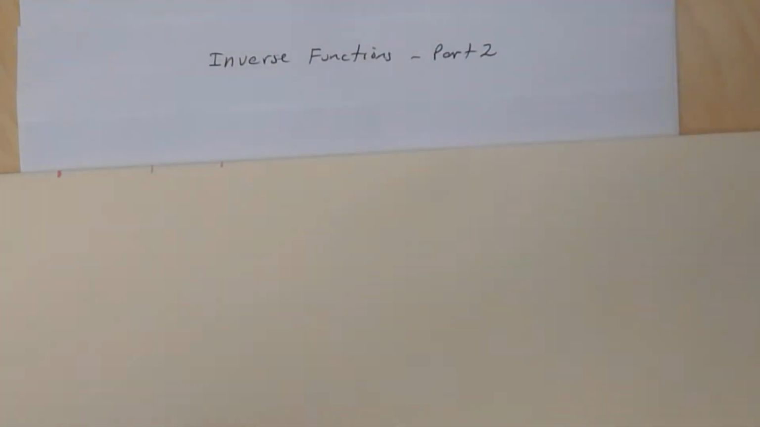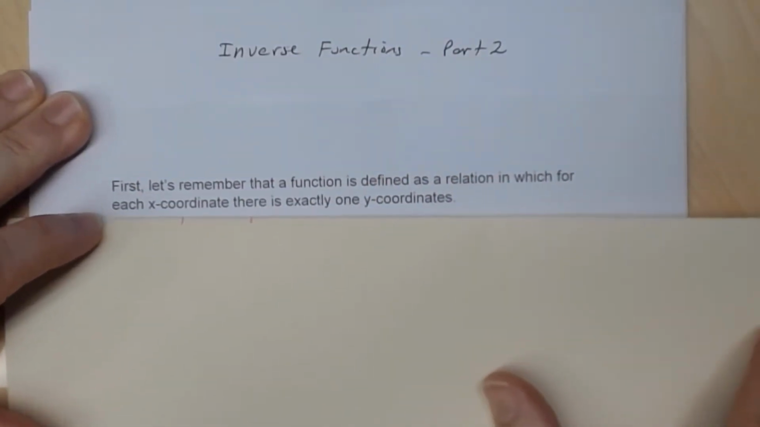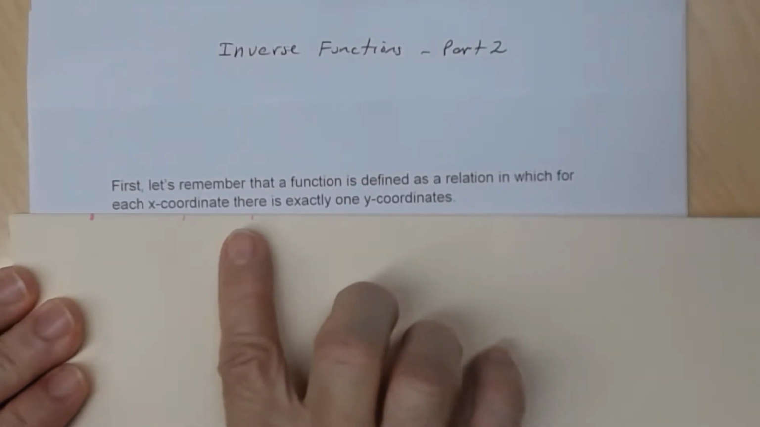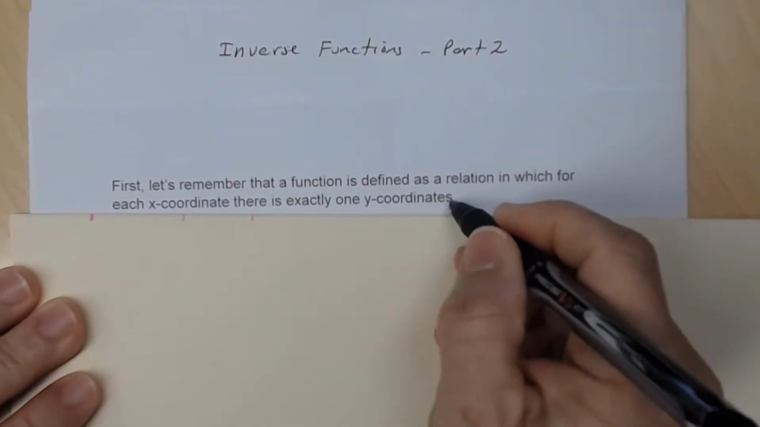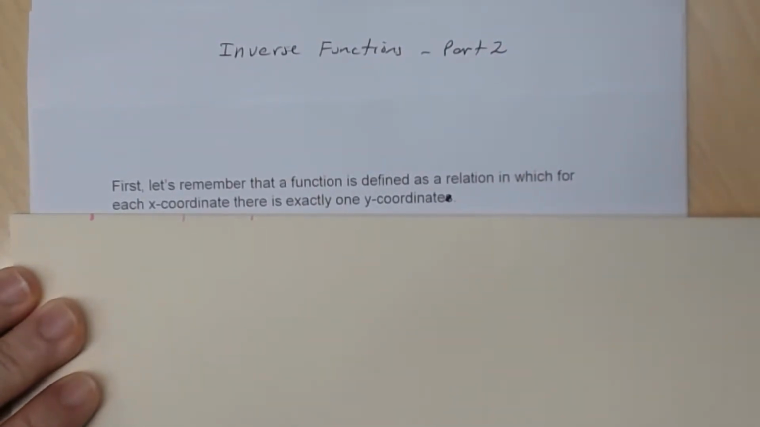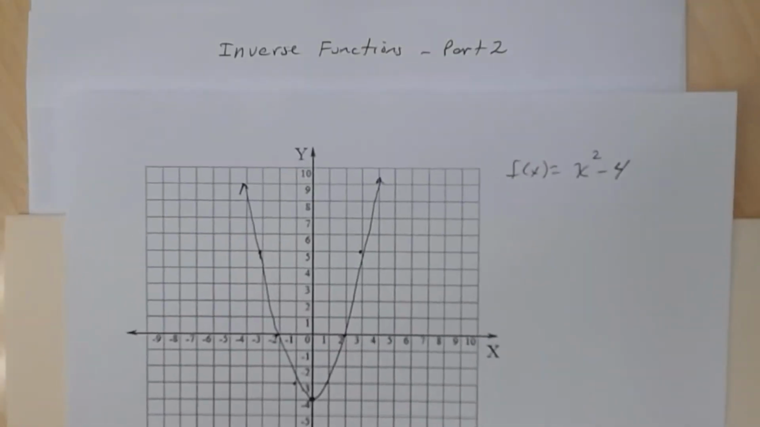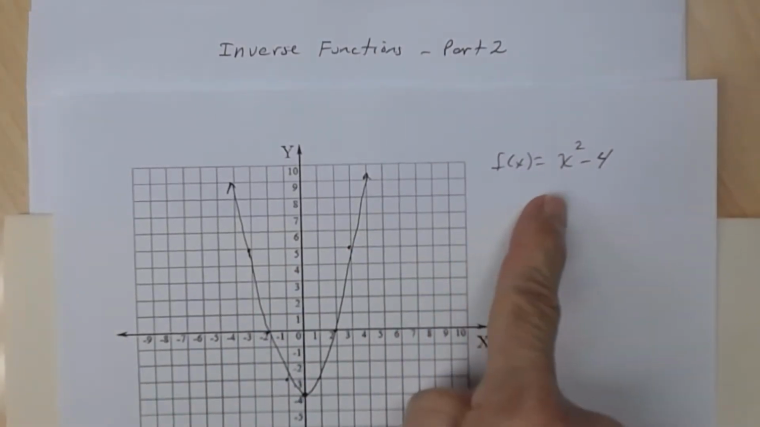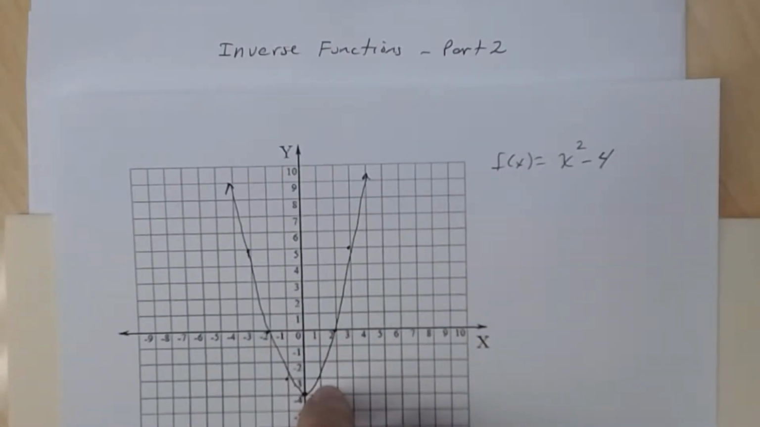Okay, first of all, let's remember something about functions. A function is defined as a relation in which for each x coordinate, there's exactly one y coordinate. That should be singular right here. So for each x, there's exactly one y. So, for example, this function here, which is defined to be quadratic, f of x equals x squared minus 4.